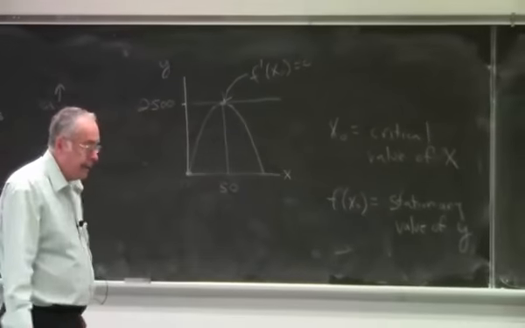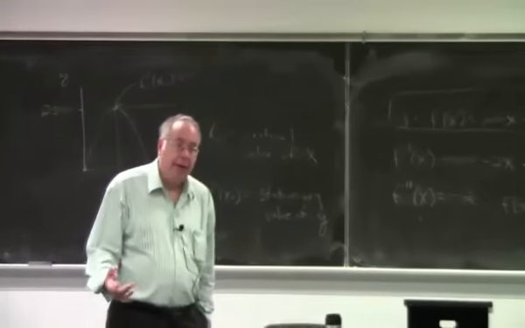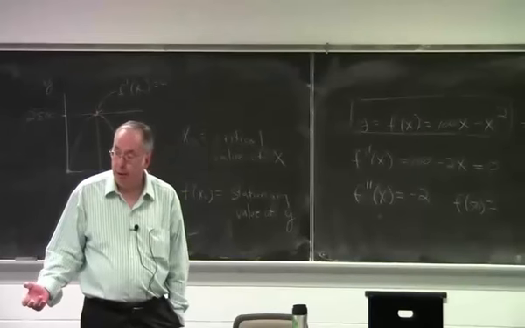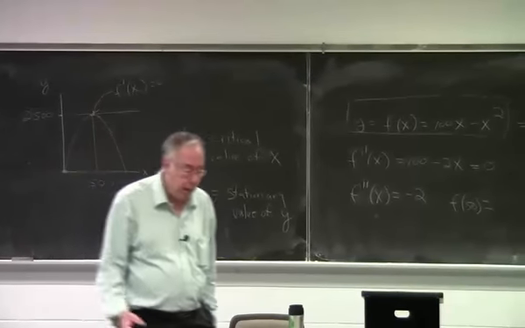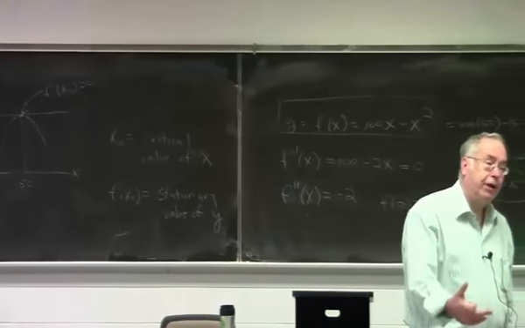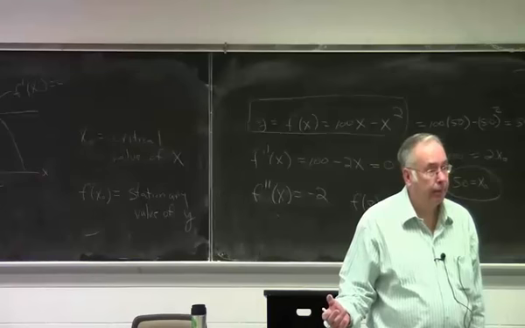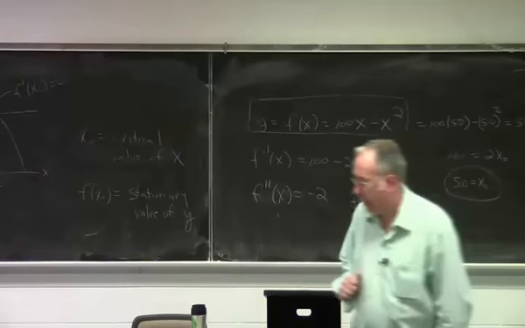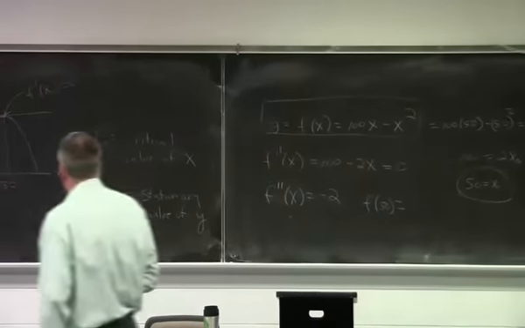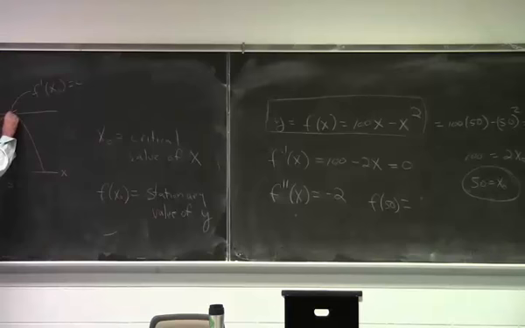In some cases, the stationary value of y will turn out to be not a maximum but a minimum. Or it could be corresponding to an inflection point, which would be neither a maximum nor a minimum. But in this case, it turns out to be a maximum. So we have this point slope right here is equal to 0.